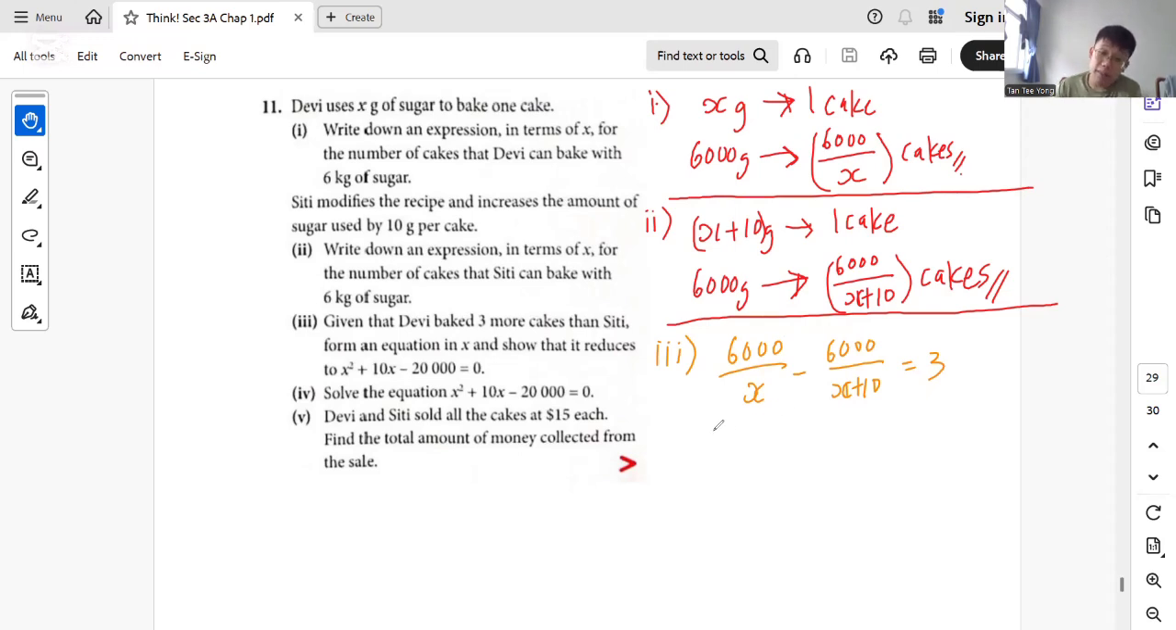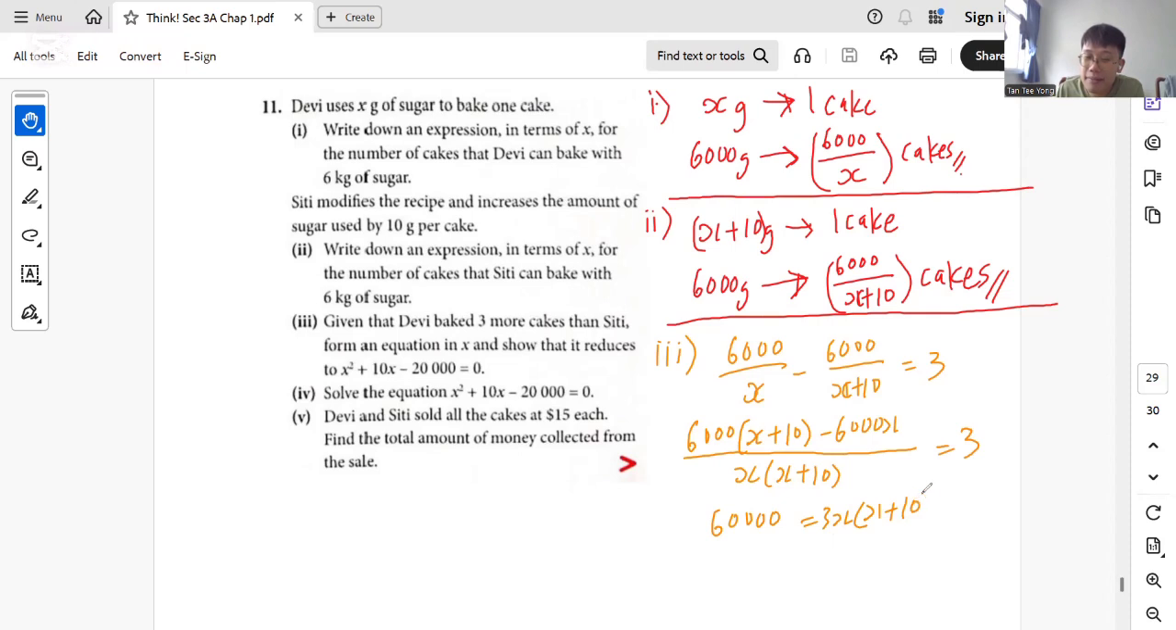Okay, so just same thing, make the denominator the same. Wait, did they want me to show that it reduces to that equation? Okay, so I got no choice, but I got to simplify it to become that. So make the denominator the same, right? And then just combine the fraction also, and then equals it to 3. Then cross multiply. But first, this one, 6,000x can minus away. So you just left with 60,000 at the numerator. Okay, then equals to 3x bracket x plus 10.